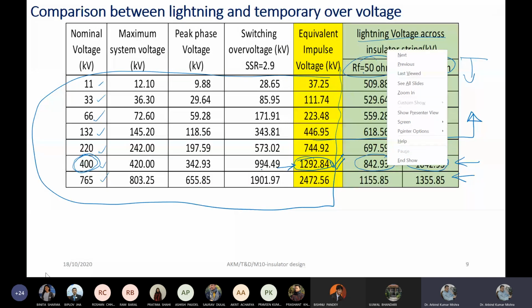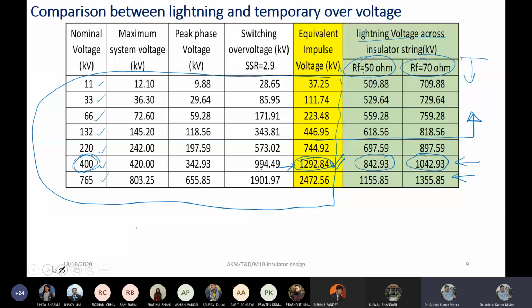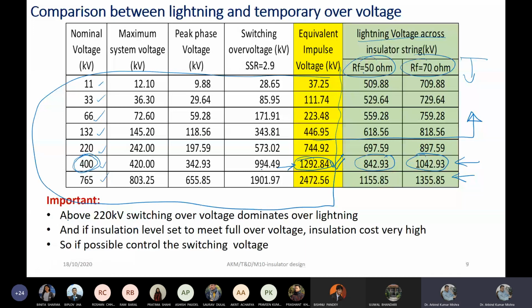So, in summary, from this table, what we can say is that above 220 kV, you can see that this is the benchmark. At 220 kV is the benchmark, and that's why, in some books till now, you have studied several books of the power system, high voltage and other things.